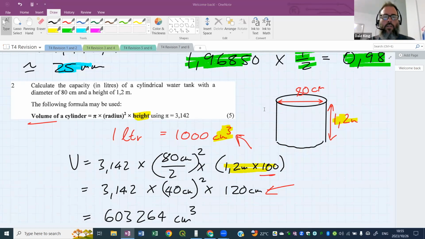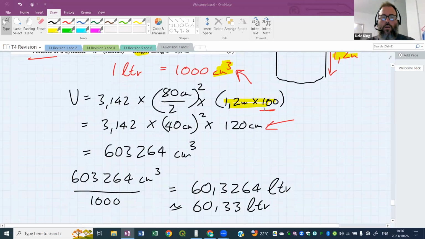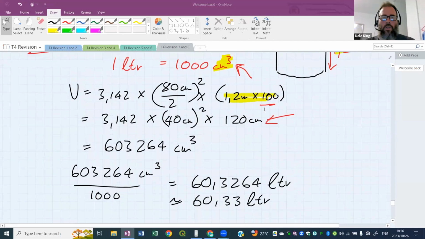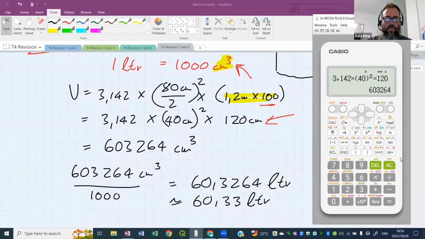I don't understand how you got the ending answer, because I got 603,264. Okay, let me just check the calculation. I didn't actually do it on the calculator. I tried to do it out of my head, which is not very smart, because I bought this calculator and it needs to work for me. So let's do 603,264 divided by 1,000.